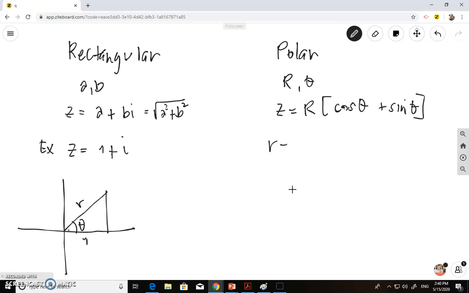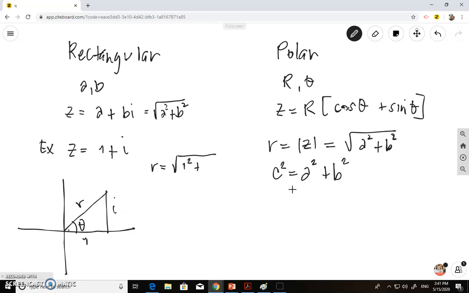r is also equal to the magnitude of z, which is equal to the square root of a squared plus b squared. Remember, we solve by the use of the Pythagorean theorem, which is c squared equals a squared plus b squared. Given that the coefficient of i is 1 and the real number is 1, r is equal to the square root of 1 squared plus 1 squared, which is the square root of 2.